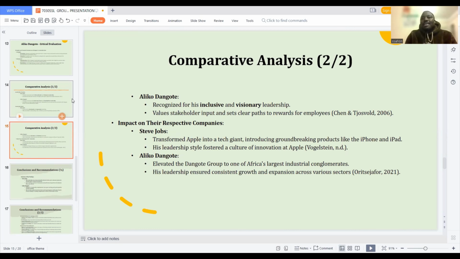Both leaders have left an indelible mark in their fields, underscoring the importance of effective leadership. Their impact on their respective industries is unquestionable, as they have created enduring legacies and exerted considerable influence. These leaders have demonstrated that competent leadership can result in significant progress and breakthroughs, profoundly shaping their industries.